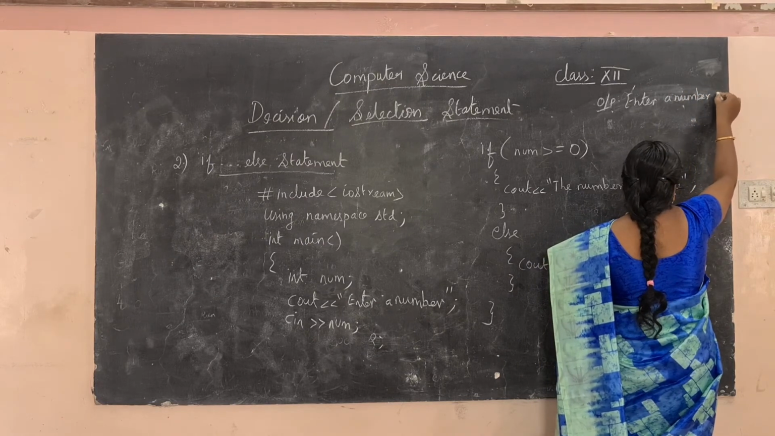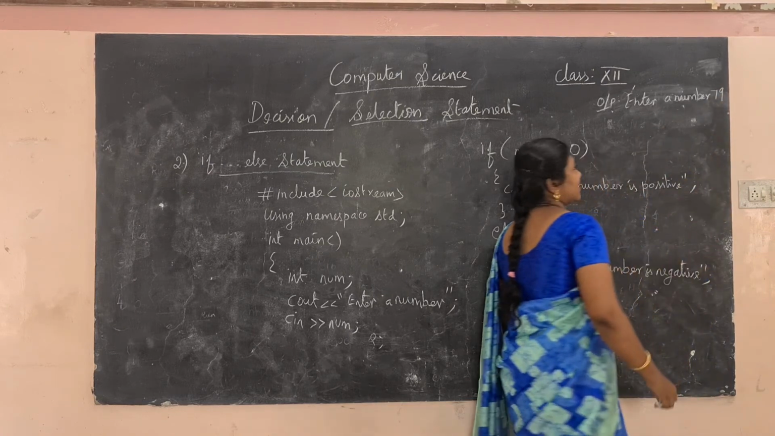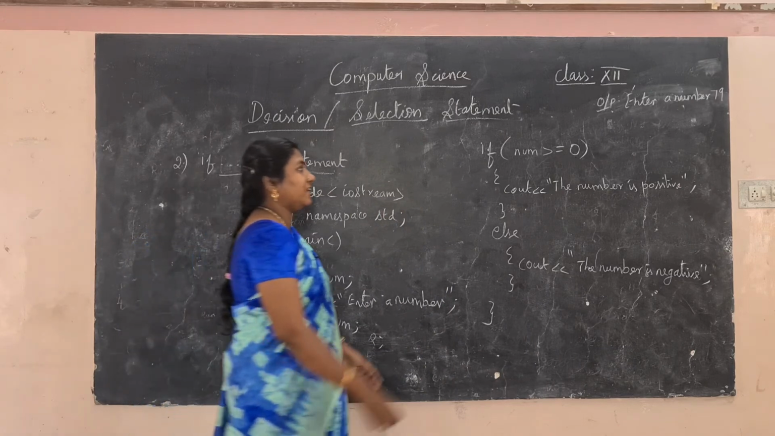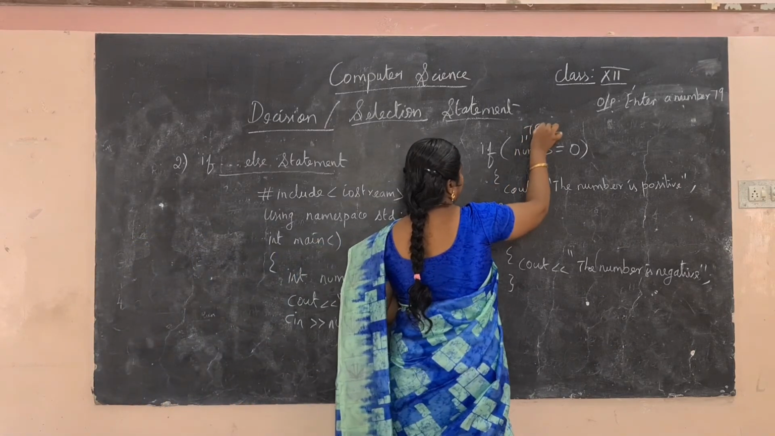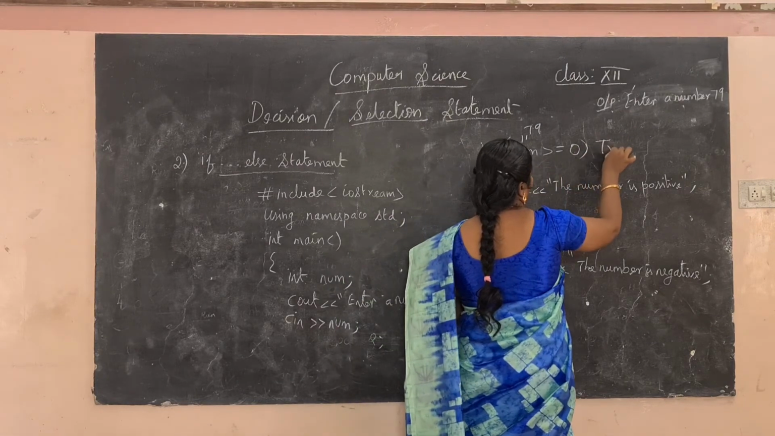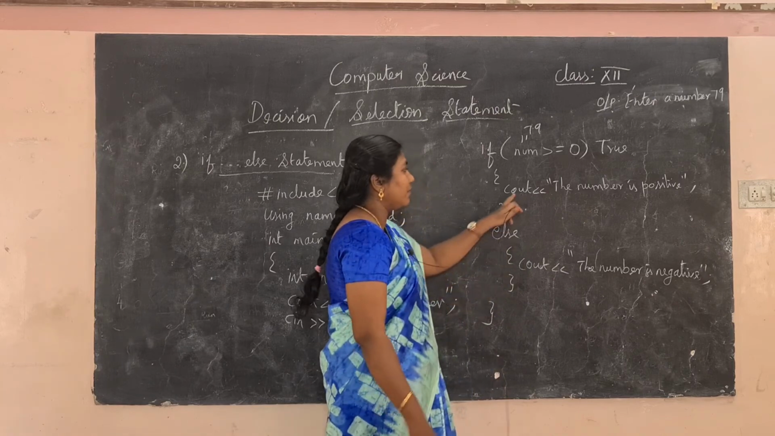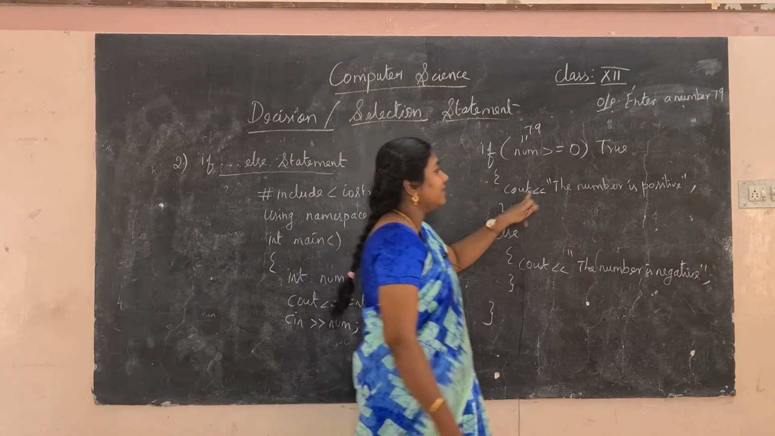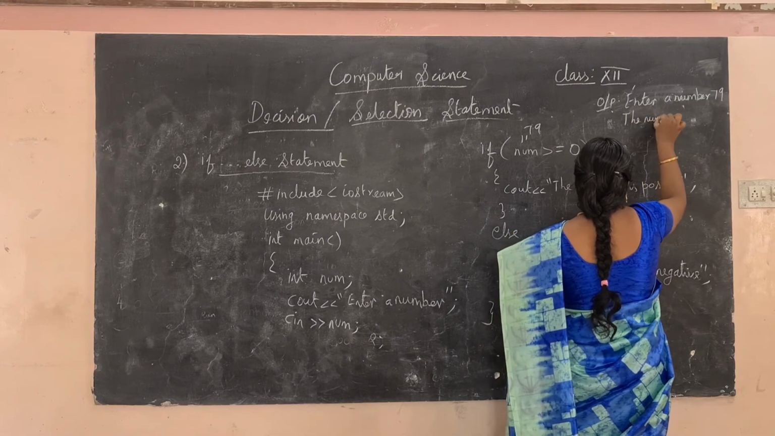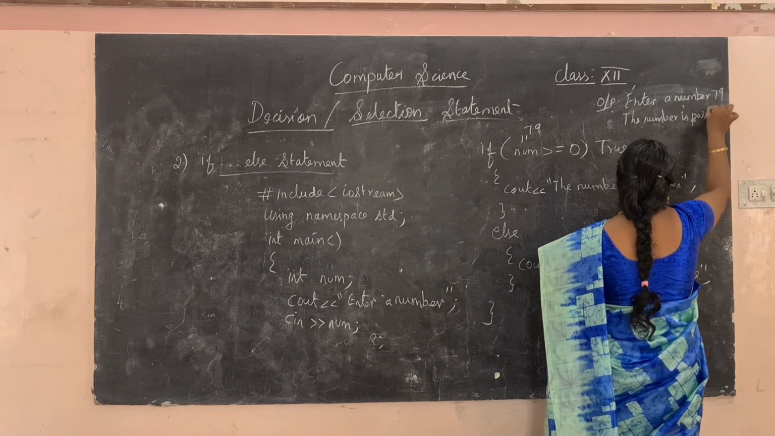Shall I give it as 79? Okay, 79. So now num has the value 79. Is 79 greater than or equal to 0? The condition is true, so it will get into the first block, statement block 1. I asked to print the number is positive. Therefore I will get my output as: the number is positive.